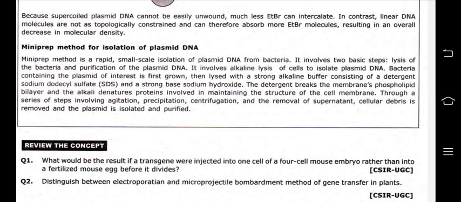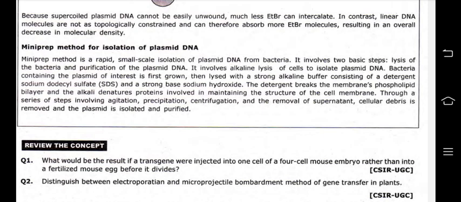And the mini-prep method for isolation of plasmid DNA. The mini-prep method is a rapid, small-scale isolation of plasmid DNA from bacteria. It involves two basic steps: lysis of the bacteria and purification of the plasmid DNA. It involves alkaline lysis of cells to isolate plasmid DNA.